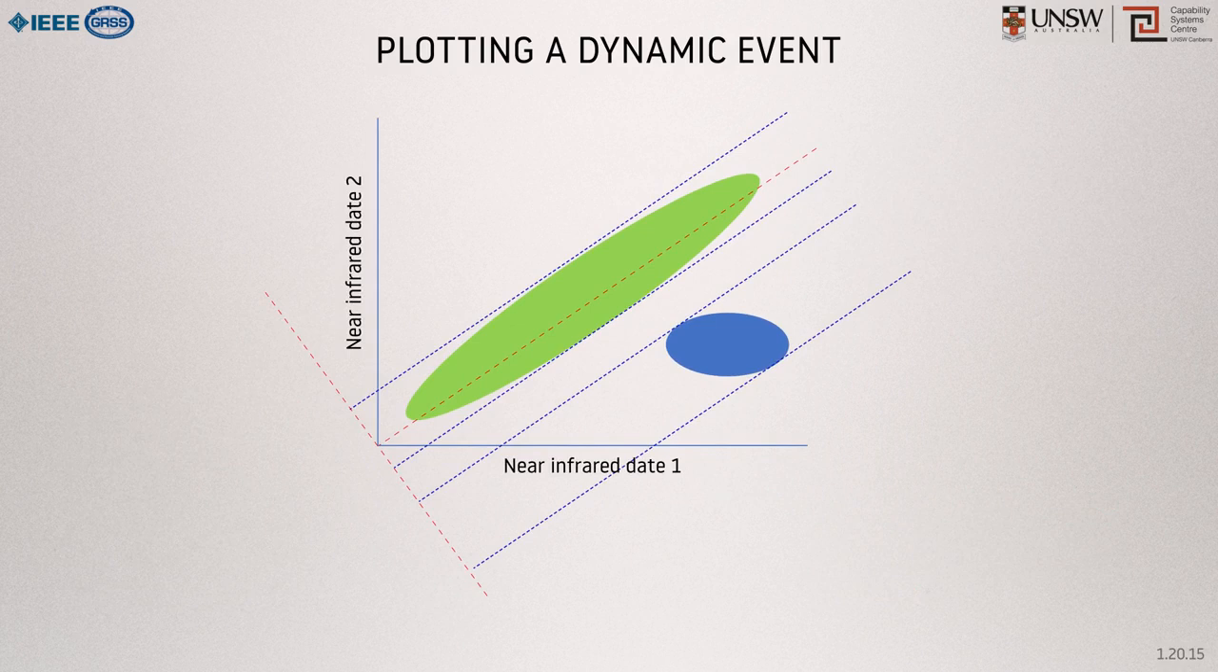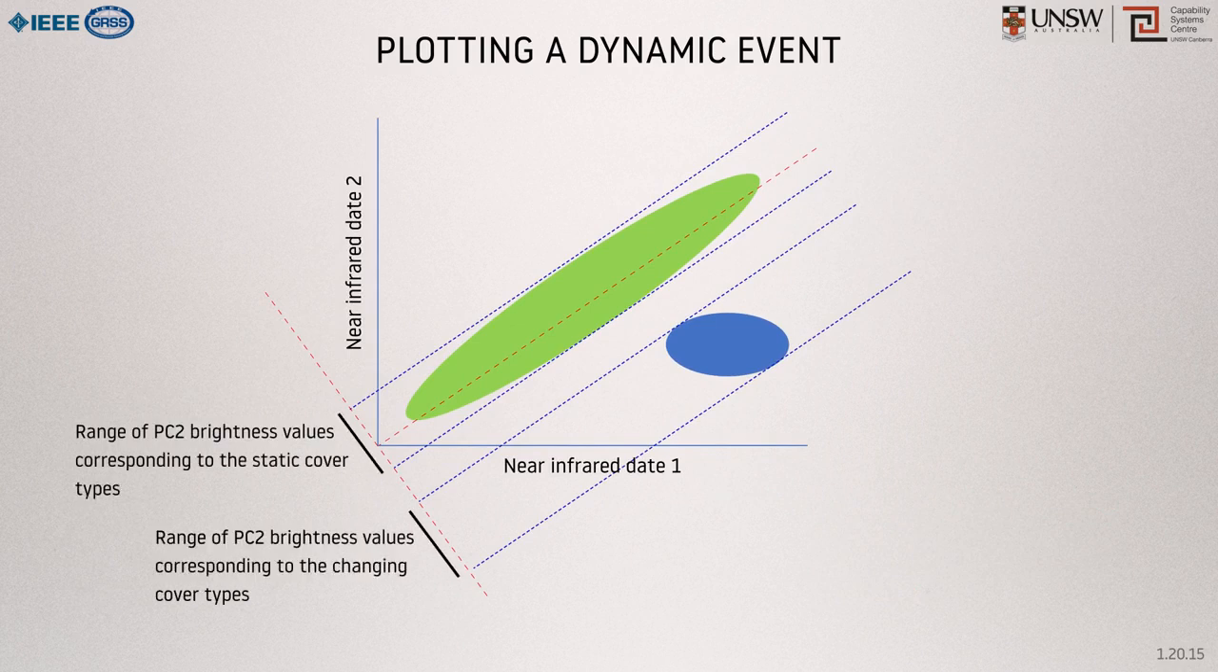Here we see explicitly that in the second principal component, the static cover types occupy a different range of values of PC2 than the range occupied by those cover types which change between images. Thus they are easily separated and will appear with very different brightness values when displayed. Here the flooded pixels would appear to be dark by comparison to those which are relatively constant between dates.